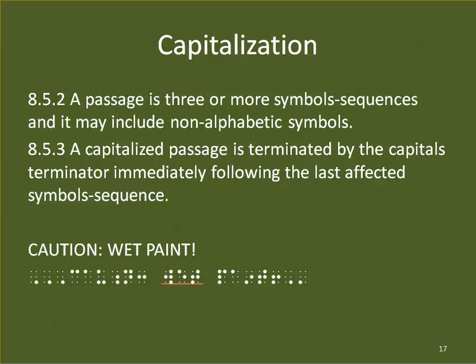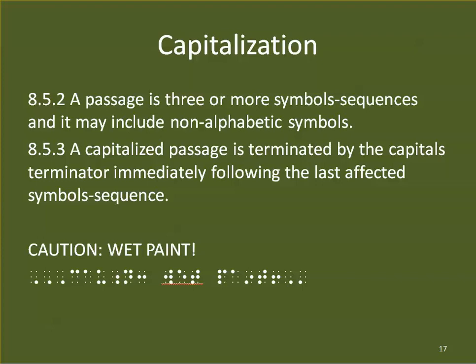A passage, if you recall, is 3 or more symbol sequences. It can include anything. Spaces, symbols, letters, indicators, anything. A passage must be explicitly terminated, and until you do, it is going to carry on forever. So a passage is 3 or more symbol sequences, and it may include non-alphabetic symbols, meaning non-letters. A capitalized passage is terminated by the capitals terminator immediately following the last affected symbol sequence.